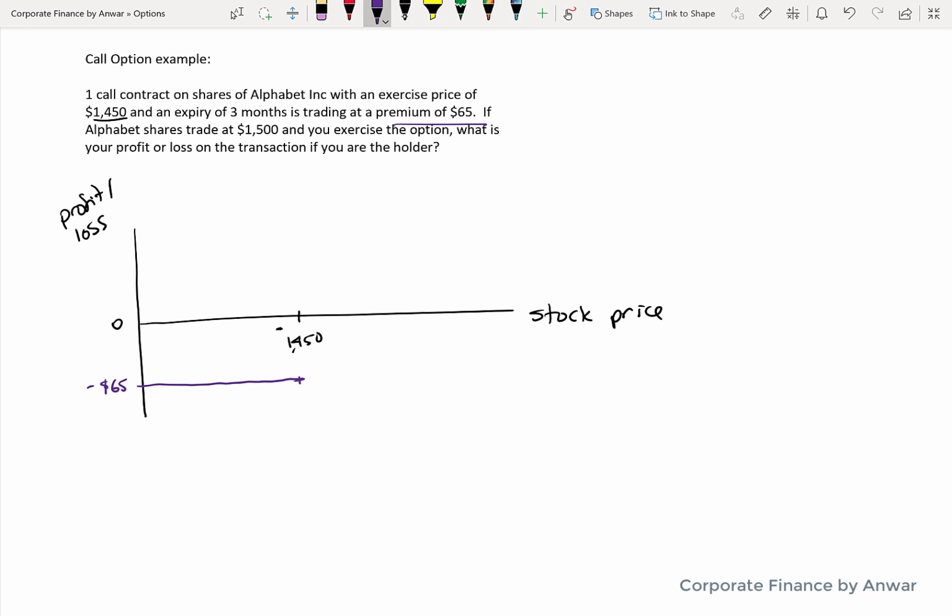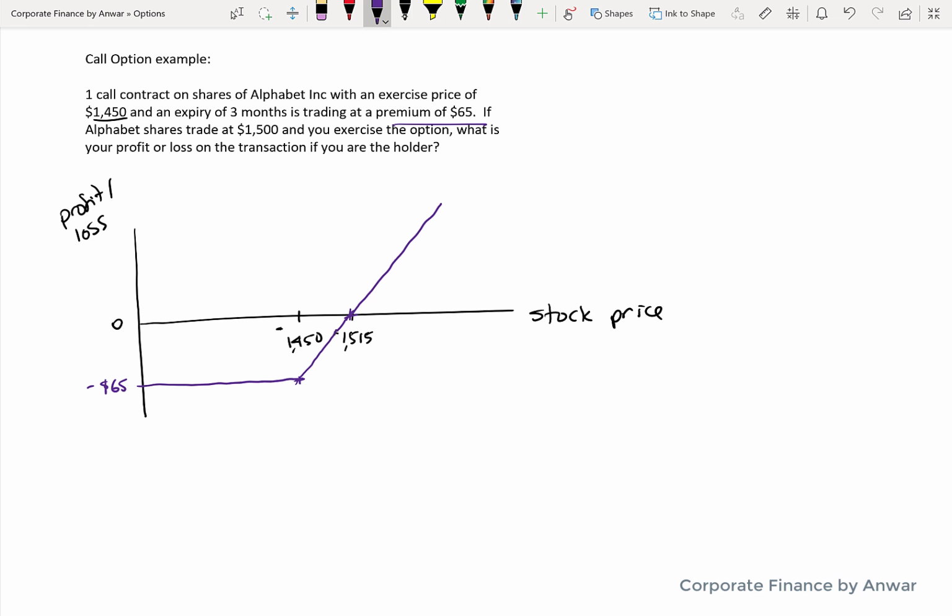Now as we get above 1450, you're going to make some money by exercising the option because you're buying it at a lower price than it's trading at the market. However, you need to make another $65 just to cover your premium and to break even on this whole transaction. So if I add the two together, the exercise price and the premium, I'm going to get 1515, and at that point essentially you break even as a call holder. You made $65 by exercising, covered your cost, so net zero on the transaction.